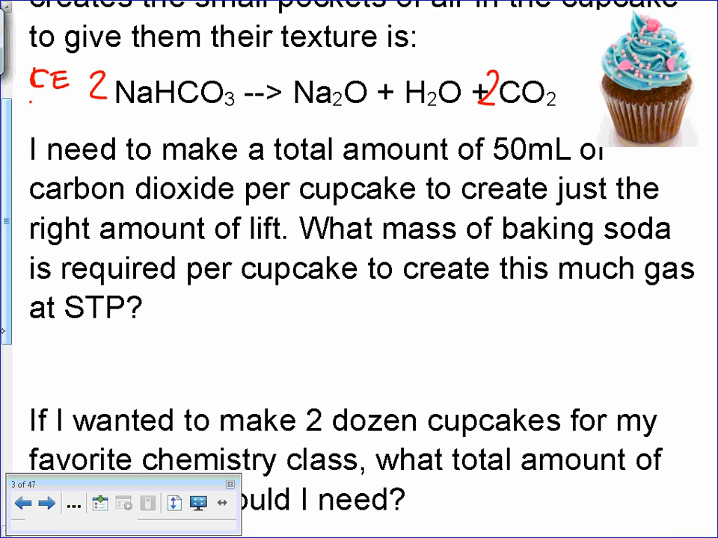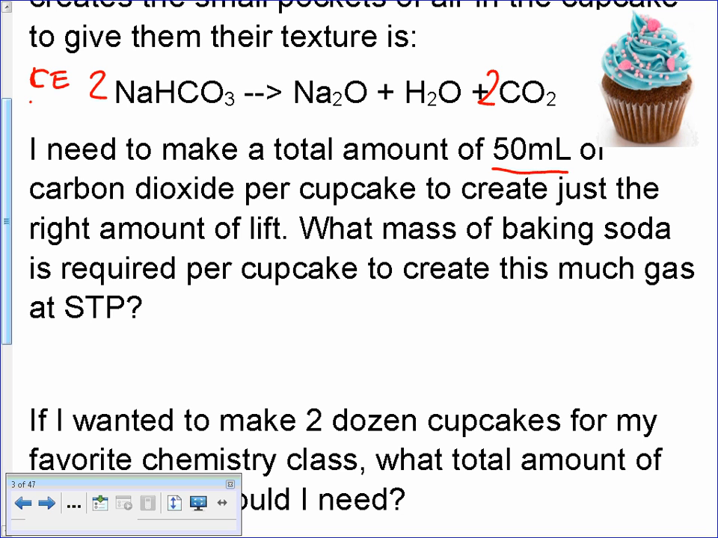All right. So we have this cupcake. I'm an avid baker. Used to work at a catering service. I don't have time to bake anymore, but I want to make the perfect cupcakes for you when I do bring them. So I need to make sure I have just the right amount of carbon dioxide per cupcake. That exact amount is 50 milliliters of carbon dioxide per cupcake to make just the right amount of lift. What mass of baking soda should I use per cupcake to make this much gas at STP?